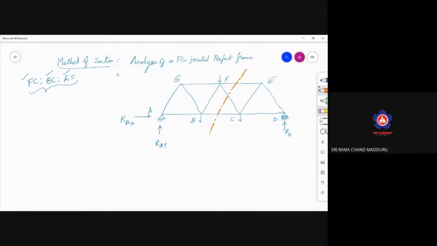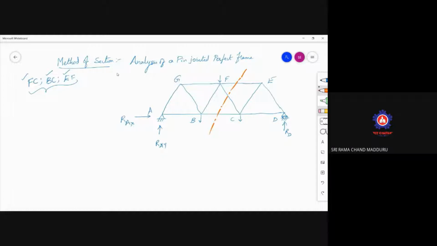So we have to cut a section in such a way that it cuts wherever the forces are required. I require a force in FC. So your section should cut the member BC, it should be cut, and EF. So you have considered a section like this.